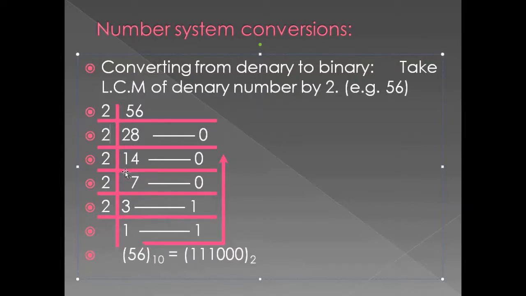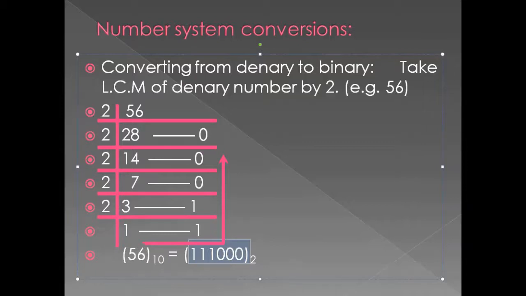2 7s are 14, nothing is left, line, write a 0. 2 3s are 6, over here is 7, so 1 is left, make a line and write that 1, the remainder over here. Then 2 1s are 2, but this is 3, so 1 remainder is left, so write it over here. Now start reading from over here and gradually move upward. 1 1 1 0 0 0. This would be our answer, and this would be the value of 56.